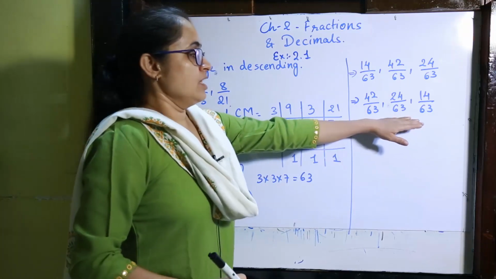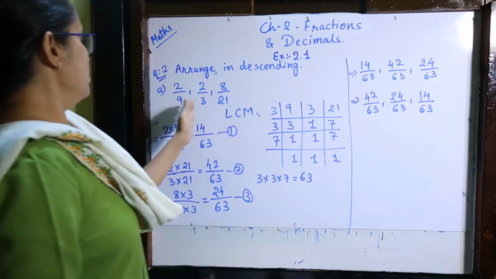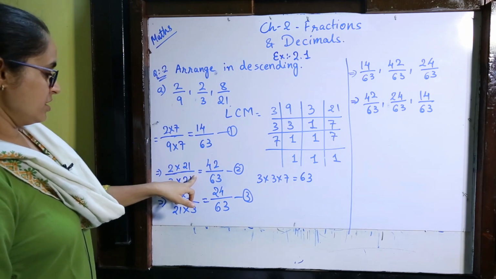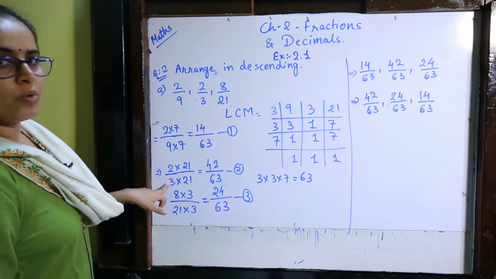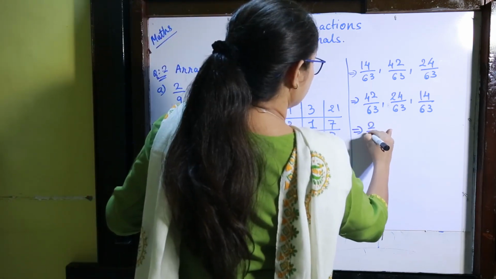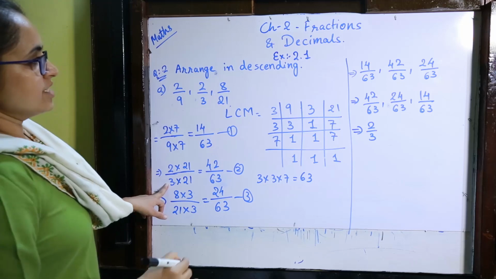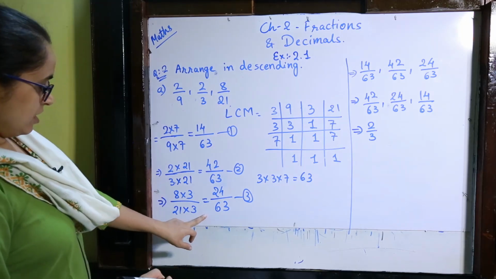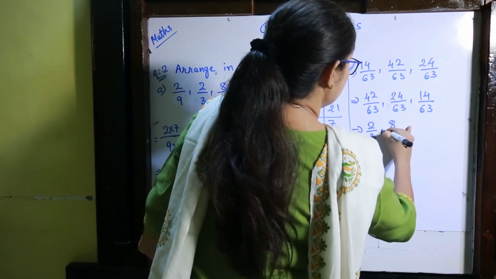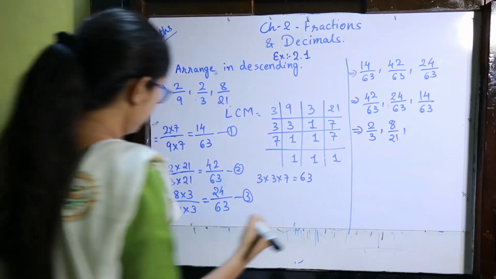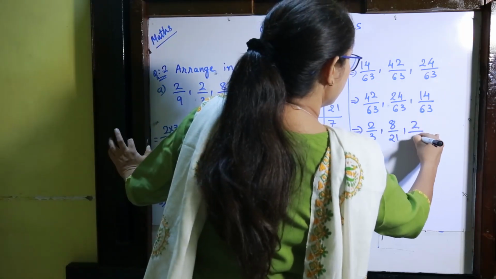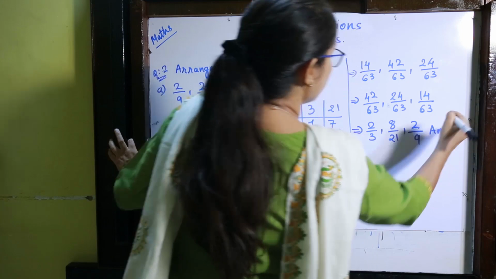Now you will think, teacher, this is 63, but the original fractions are different, right? So the first one is 42 upon 63. So which is the original fraction? 2 upon 3. So first fraction is 2 upon 3. Then second fraction is 24 upon 63. So which is the original? 28 upon 21. So the second is 8 upon 21. And the last one is 14 upon 63, which is 2 upon 9. So this is your answer.